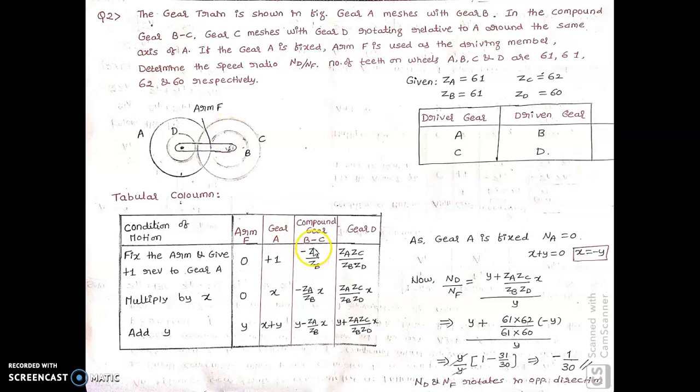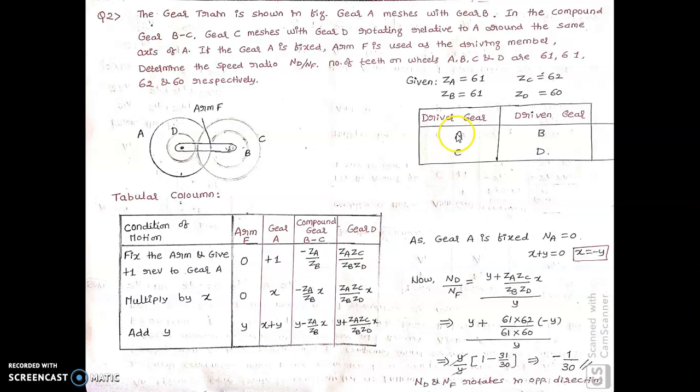Now, how does gear D rotate? If I give 1 revolution to gear A, first gear A will make gear B rotate. Once gear B starts rotating, gear C will also start rotating, because these two are compound gears. Once gear C rotates, gear D will also start to rotate. This is the explanation, right? Then how does gear D rotate? Again you take the train value formula, the ratio of the number of teeth on the driver gears divided by the number of teeth on the driven gears.